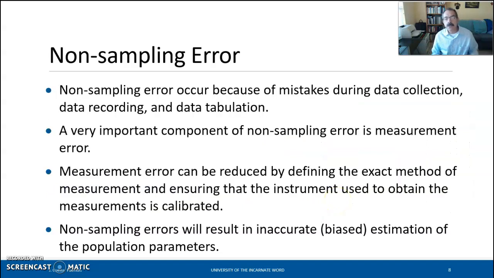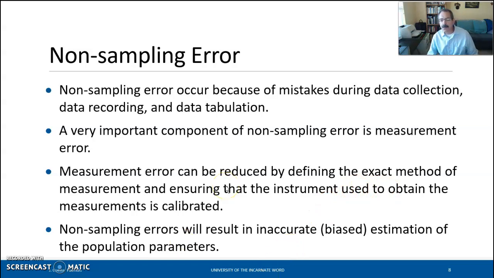However, there are these non-sampling errors that are due to mistakes made by humans, either during the collection of the data, or recording the data, or when they tabulate the data, when they put it together. So if those mistakes occur, they're not due to chance, they're due to mistakes made by the person collecting the data, recording it, and tabulating it or putting it together. And one very important component of the non-sampling error is the measurement error, which occurs during the data collection.